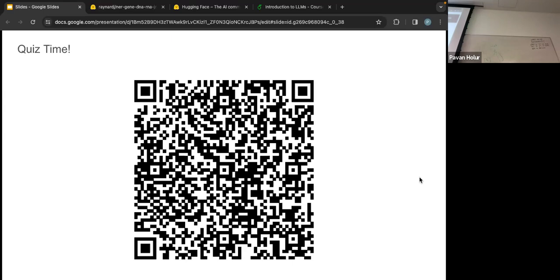Just in case you were working on the survey, I switched the slide and this new QR code is the quiz for the course. Kindly write your own name instead of a nickname so that I can tell at the back end what's going on.